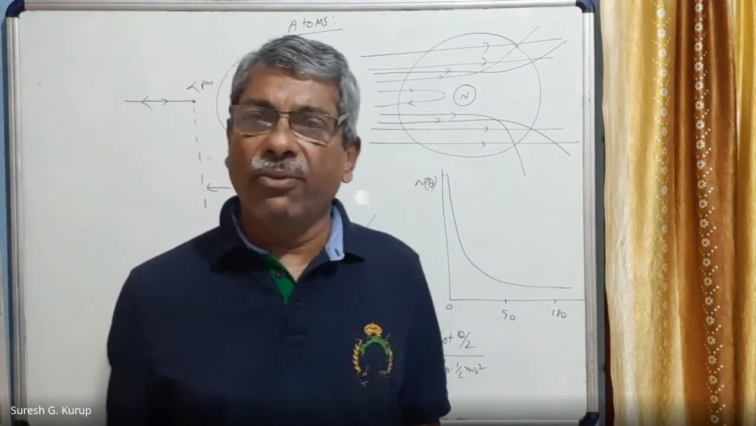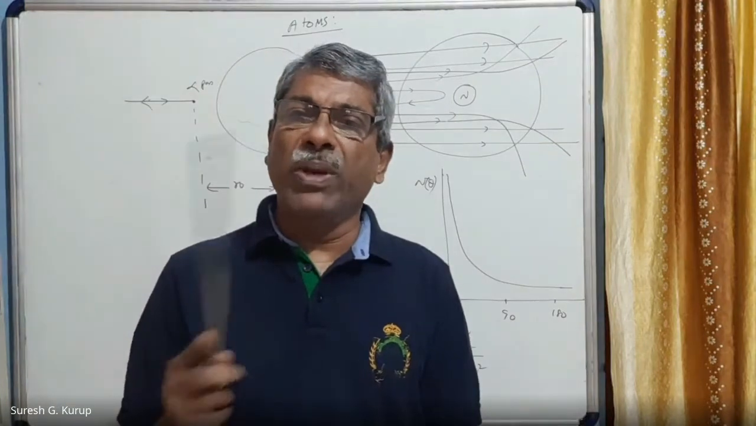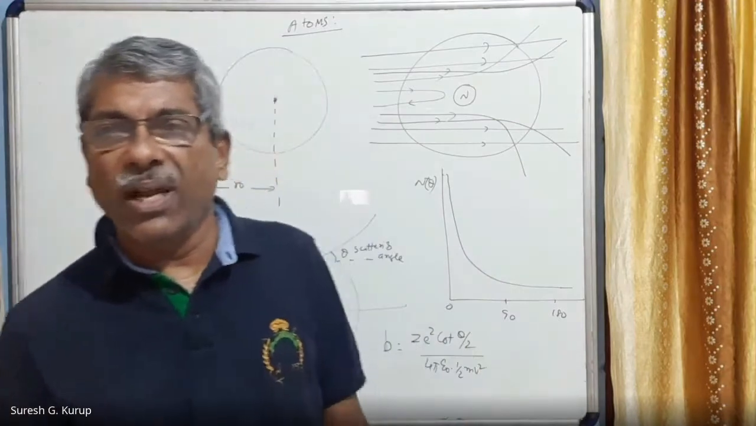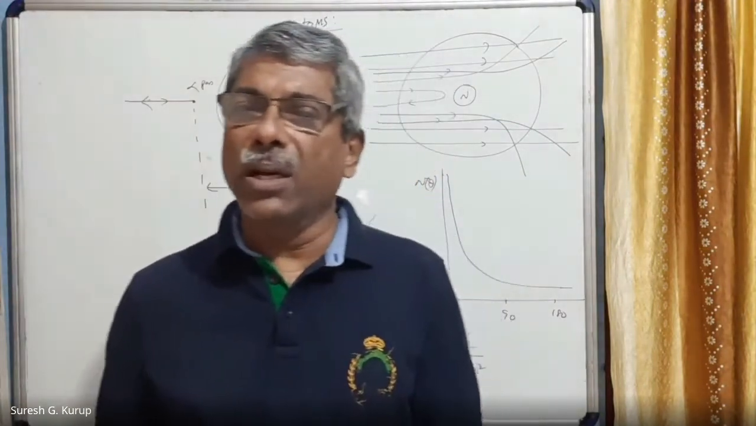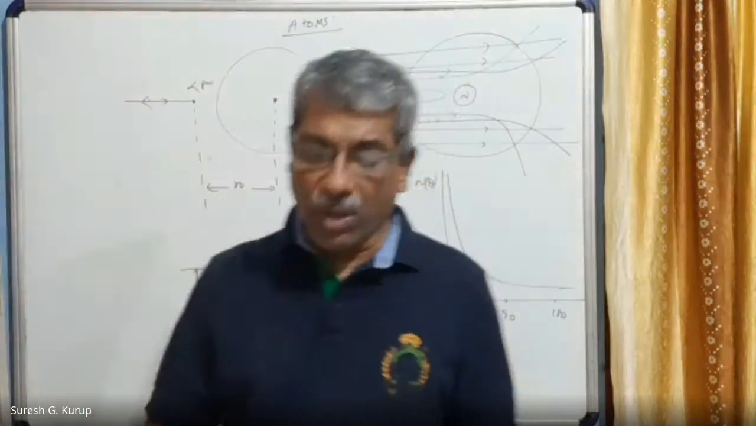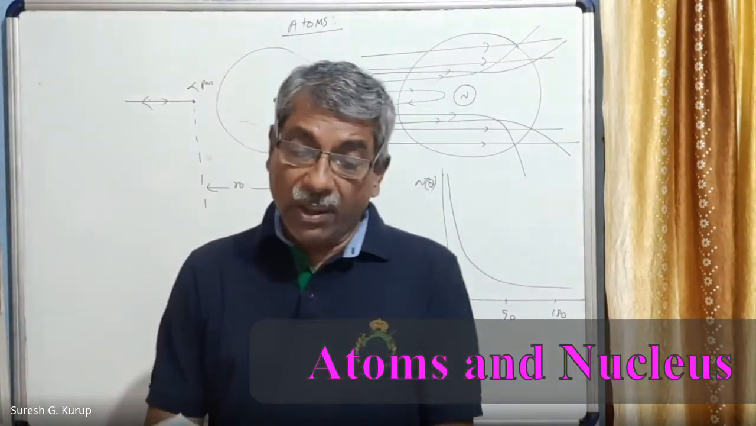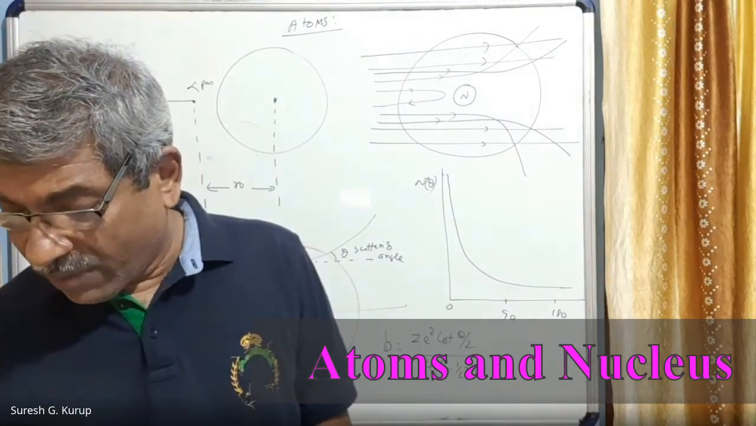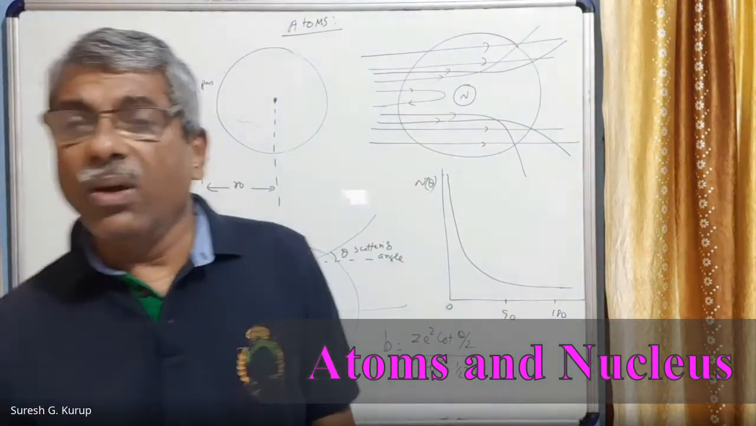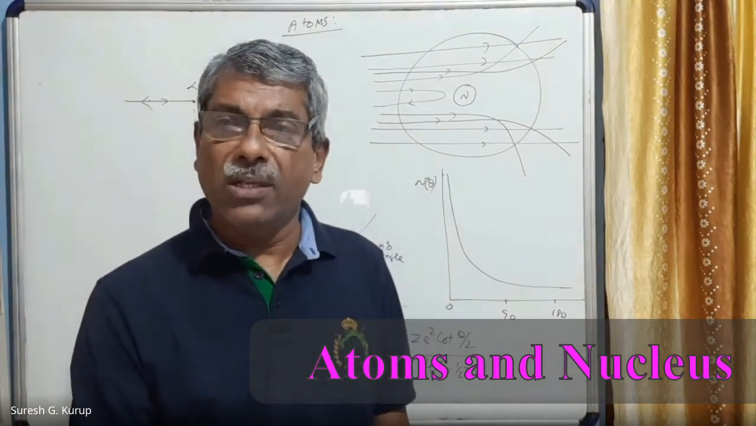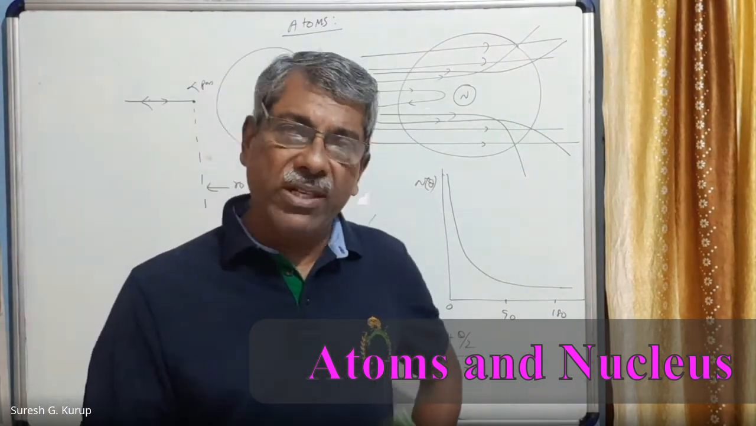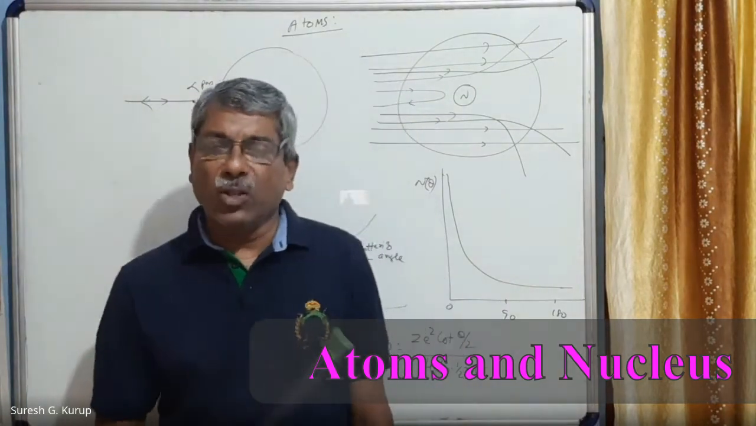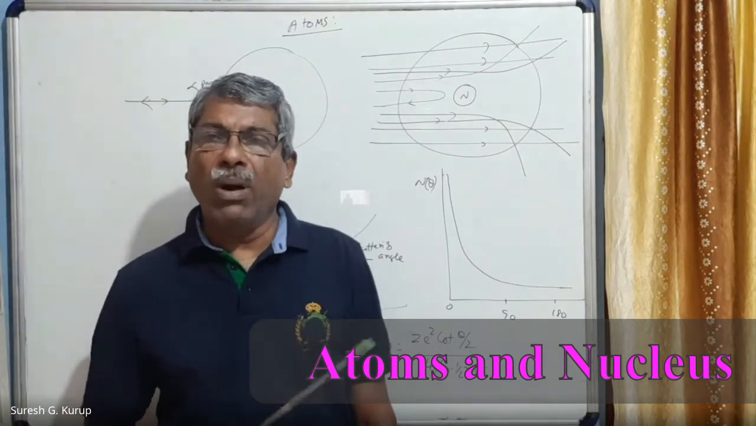So according to Rutherford, these electrons are moving in the space surrounding the nucleus in fixed orbits, just like the orbits of the planets around the sun, right? Okay. In circular orbits. So the nucleus was discovered by a very famous experiment called the Rutherford-Geiger-Marsden experiment. That is simply an alpha particle bombarding experiment.